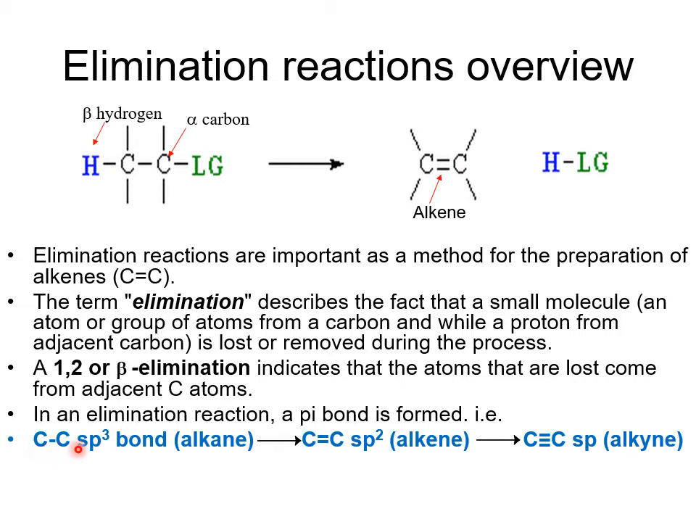A carbon-carbon single bond is an sp3 bond. This is the hybridization of the orbitals, and it's called an alkane. A carbon-carbon double bond is sp2 hybridized. That means the hybrid orbital is 1/3 s and 2/3 p, and it is known as an alkene. And then a carbon-carbon triple bond is sp hybridized, half s and half p, and it's what's known as an alkyne.